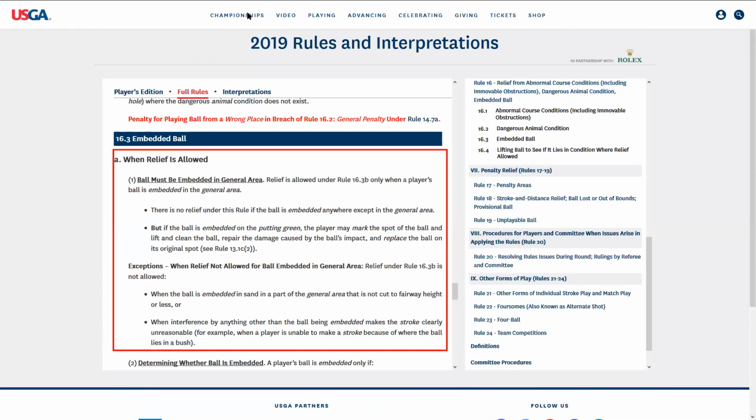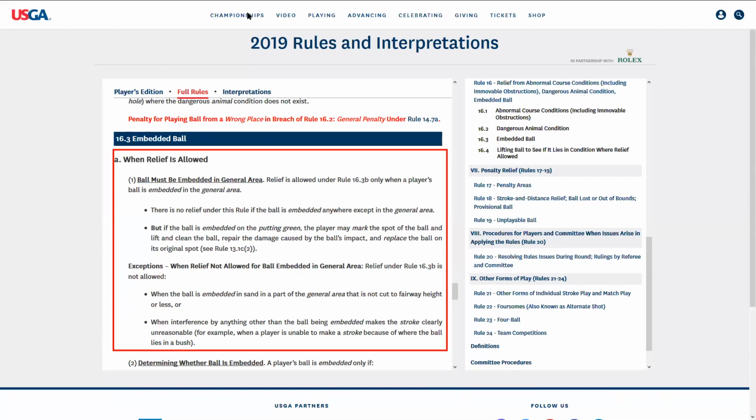And the reason the outcome is going to be the same is because the old rule said you could only do it in an area that was closely mowed to fairway height or less, unless there was a local rule in effect that said the general area. The WSGA always had that on its hard card. So did the USGA, so did other tournaments. So as a practical matter, we were never under the old rule.